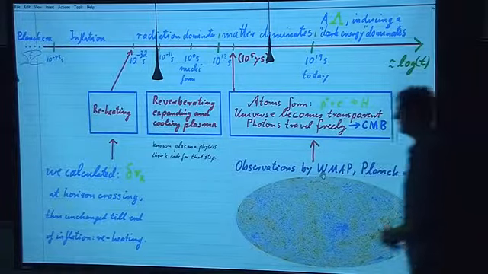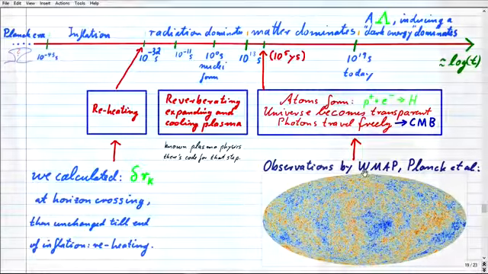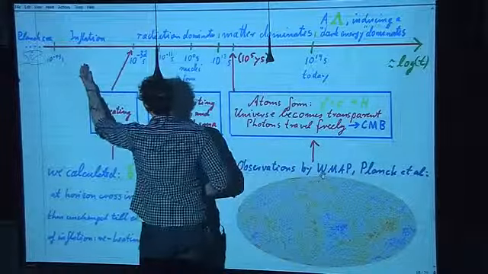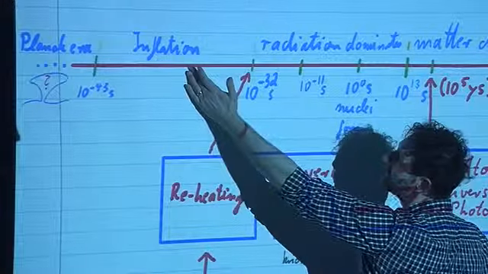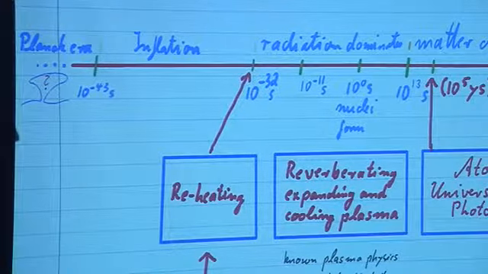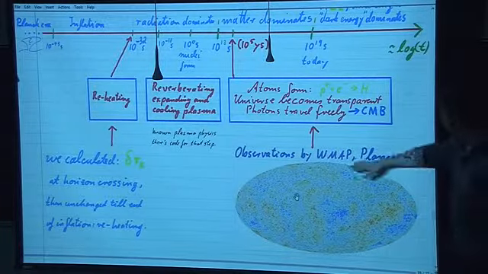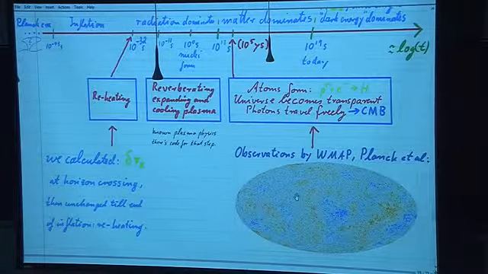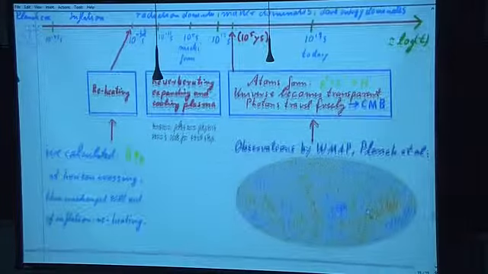Okay, so what we did is we calculated this delta Rk here at horizon crossing, and for every mode it's somewhere in here, and then the delta Rk stays constant after horizon crossing up until reheating. And here we have observations, for example, by WMAP and some other collaborations of the cosmic microwave background, actual data there.